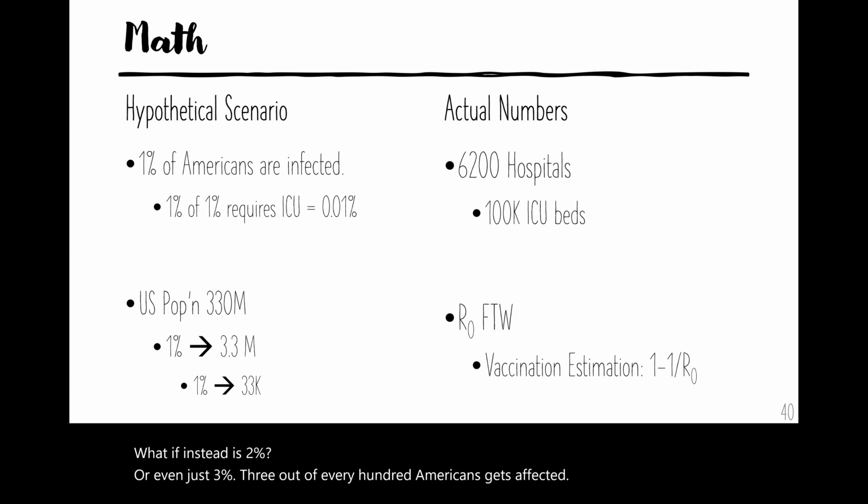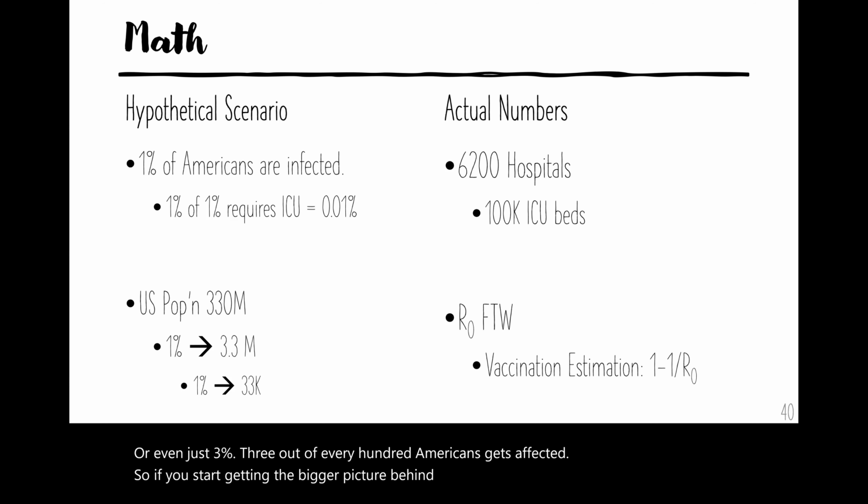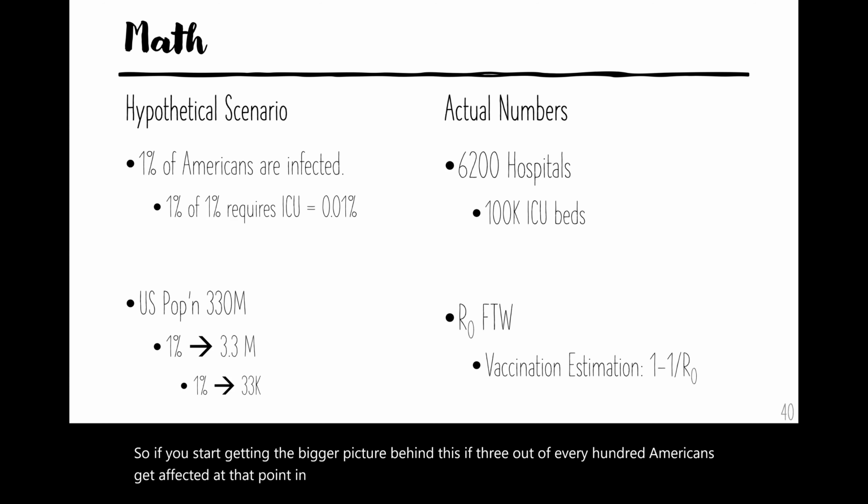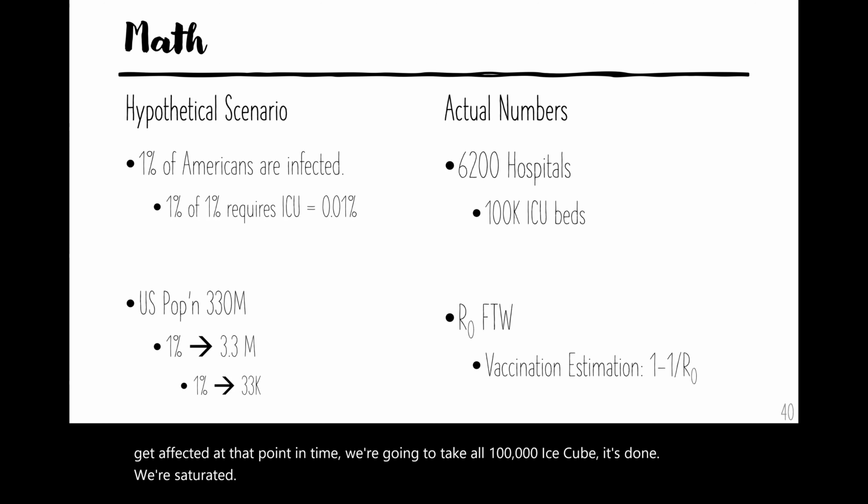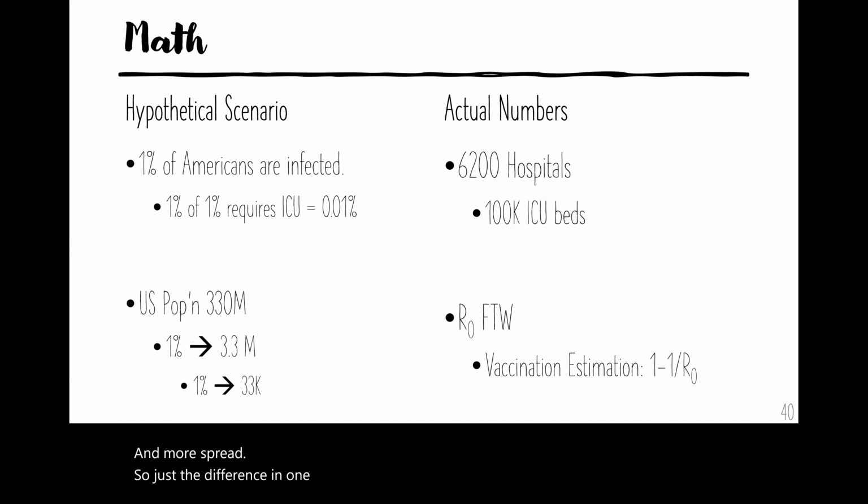So if you start getting the bigger picture behind this, if 3 out of every 100 Americans get affected, at that point in time, we're going to take all 100,000 ICU beds. Done. We are saturated. And now people are going to start dying faster and more spread, clearly. So just the difference in 1% changes the dynamics of how our nation runs, or any nation altogether.